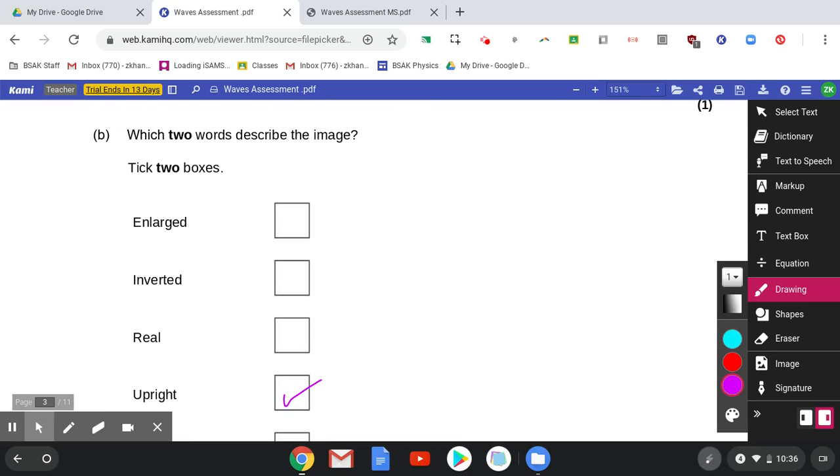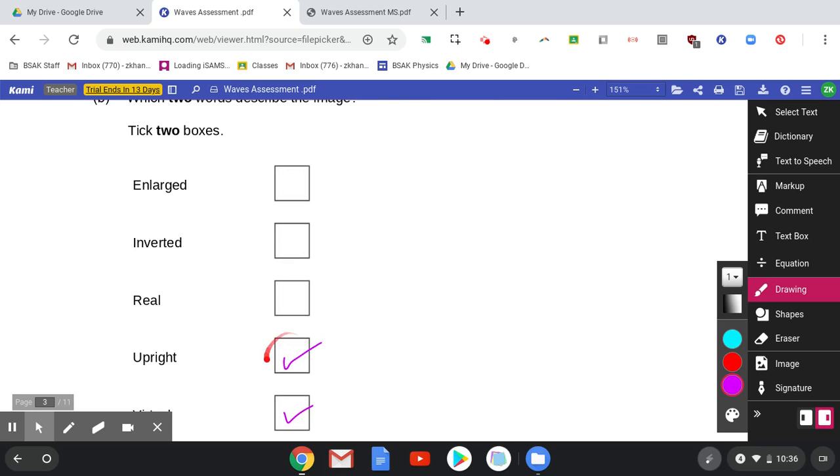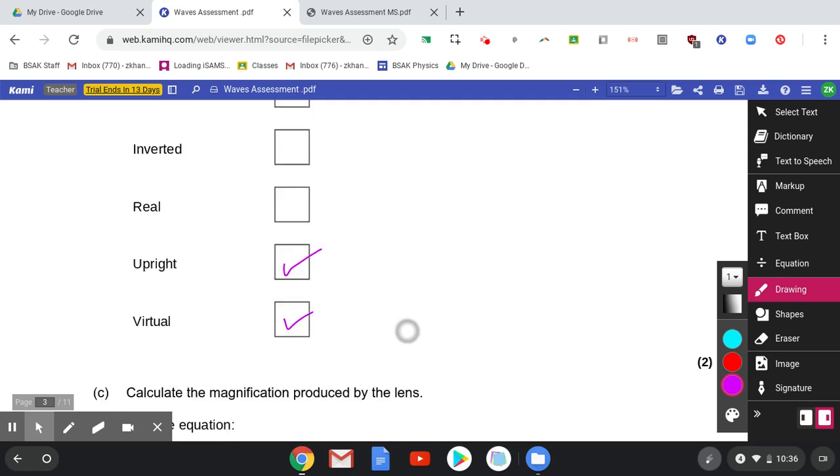So which two words describe the image? The image is upright and it's virtual.